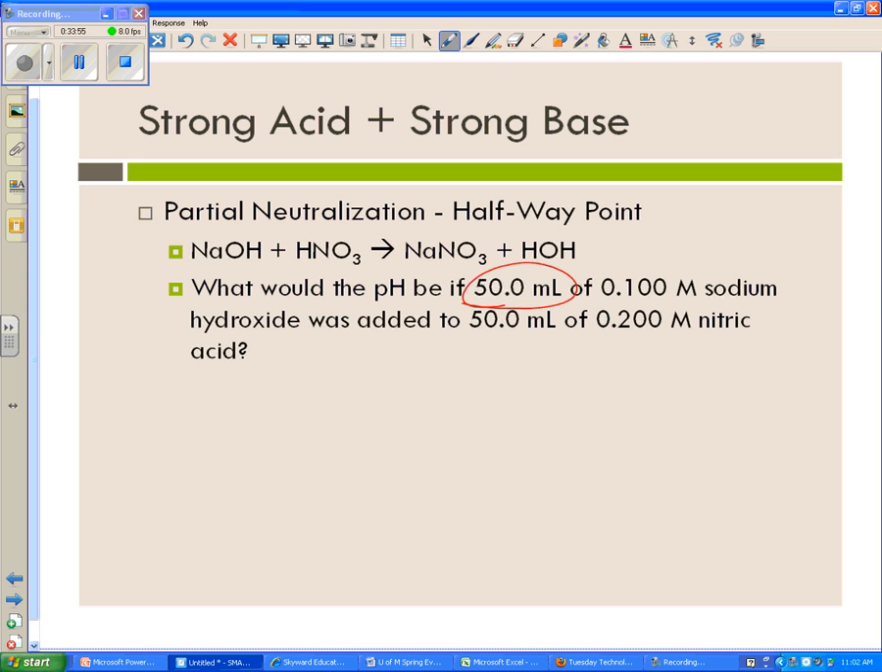Just like with the last problem, we have partial neutralization. So you'll have to calculate how many moles of acid you have, how many moles of base you have, how many moles of acid won't be neutralized, and then find the concentration, and then find pH. I'm going to let you guys try this one on your own and see if you can come up with the correct answer.